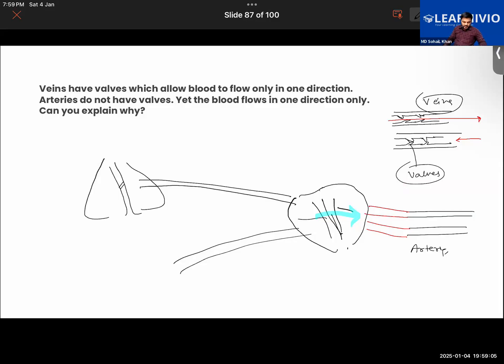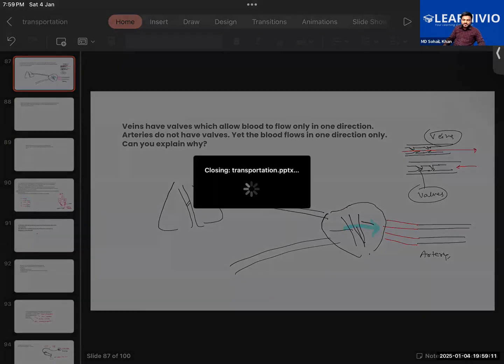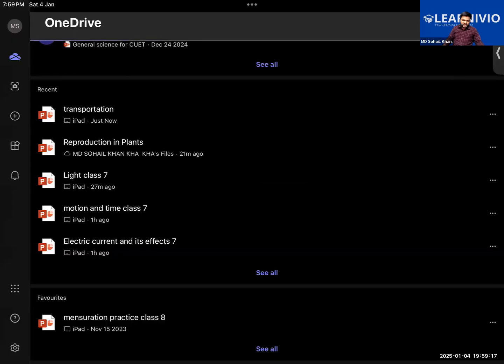Okay, hope it is clear to you. Before we continue with the revision of reproduction in plants, answer some of the subjective questions of this chapter, transportation in plants and animals. First question, tell me, what are some of the useful materials or products that are carried by the blood?